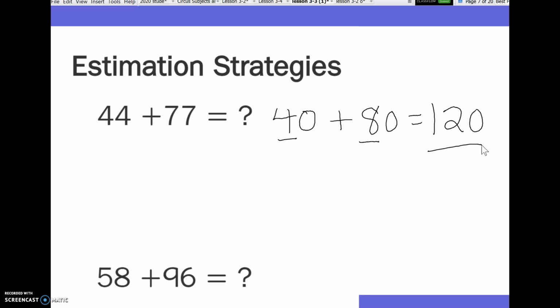So 58, when I round that to a close but easy number to use, will be 60. 96, rounding that to a close but easy number to use, is going to be 100. I add that together. My basic fact would be 6 plus 10, that's 16. And when I add 60 plus 100, that's going to be 160. So my estimated answer for 58 plus 96 is about 160.